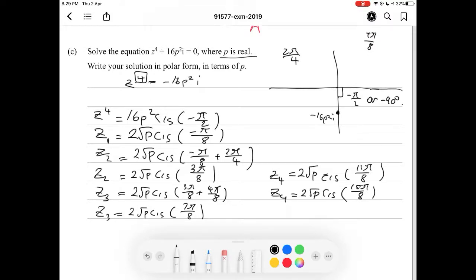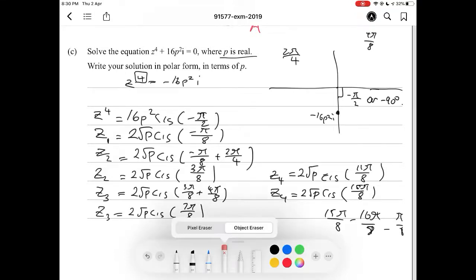So if we do 15 pi over 8 minus 2 pi, we should get back to negative pi over 8, just to check. So 15 pi over 8 minus 2 pi over 1. So therefore 15 pi over 8 minus 16 pi over 8. And that does give us negative pi over 8. So that means I know that I've done the question correctly. So just as a final check of your answer, you just add another 2 pi over 4, and that's just to double check that you get back to your first root, that you've made 1 complete circle, and that you didn't make any numeric mistakes along the way.